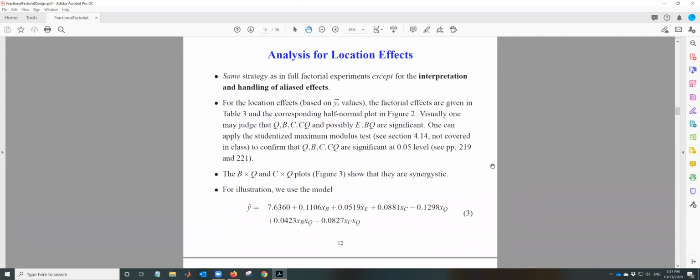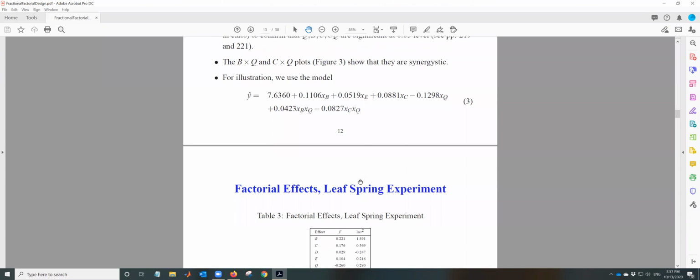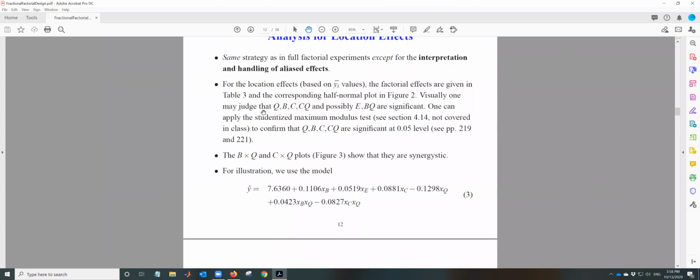Now let's have a look at the experiment that we talked about, the leaf spring experiment. That is a case study. Same strategy as the four-factor experiments, except for the interpretation and handling of E. Because if we're going to analyze the location effect, this will be very similar to the four-factor experiments. But now we want to interpret and handle the illicit effect more carefully because we have some illicit effects involved in the experiments. So for the location effects, the factorial effects are given in table 3. So this is our table 3.